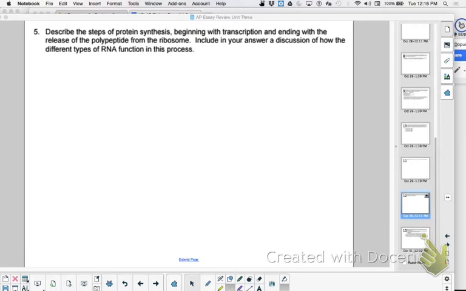Describe the steps of protein synthesis beginning with transcription and ending with the release of polypeptide from the ribosome. Include in your answer a discussion of how the different types of RNA function in this process. So why don't we start with just the different kinds of RNA. How many different kinds of RNA are there?